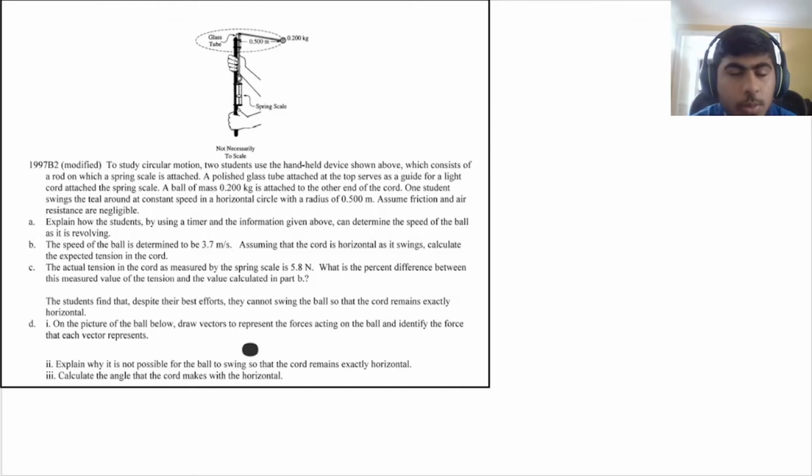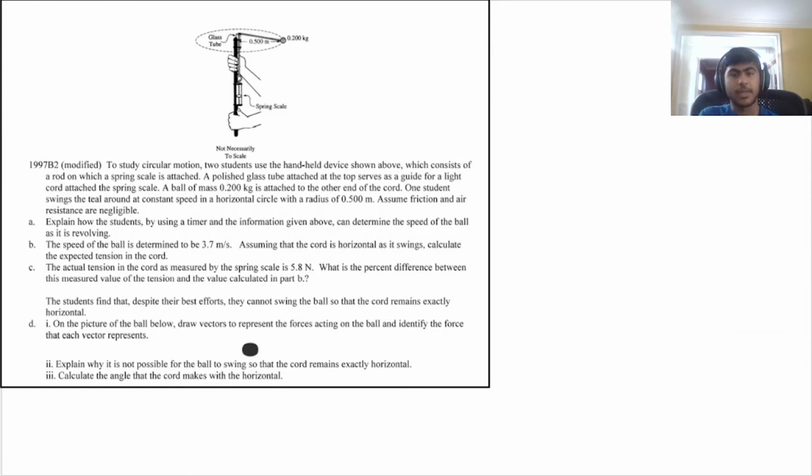A ball of mass 0.2 kilograms is attached to the other end of the cord. One student swings the teal around, I guess that's what they call this entire contraption, at a constant speed in a horizontal circle with a radius of 0.5 meters, and assume friction and air resistance are negligible. Explain how the students, by using a timer and the information given above, can determine the speed of the ball as it is rotating.